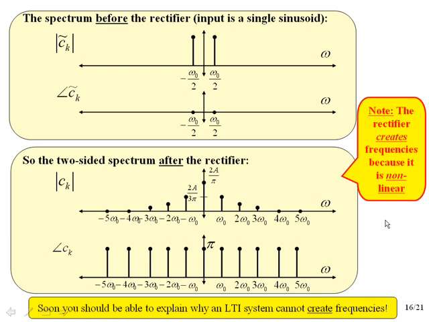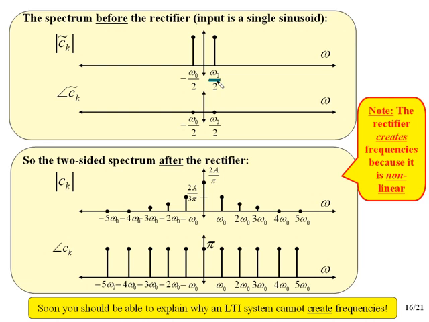So the spectrum that we had before the rectifier, the sine wave coming out of the transformer, was a single sinusoid. To express its spectrum, there's just one sine wave term, and we're showing it at a frequency of omega 0 over 2.